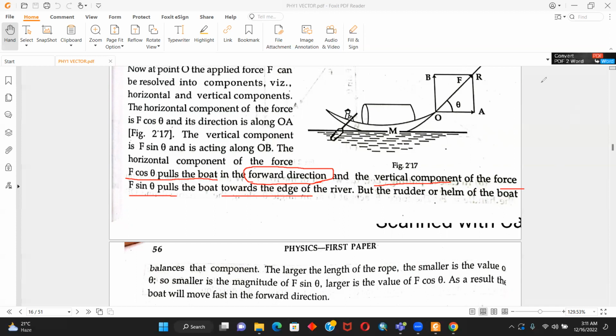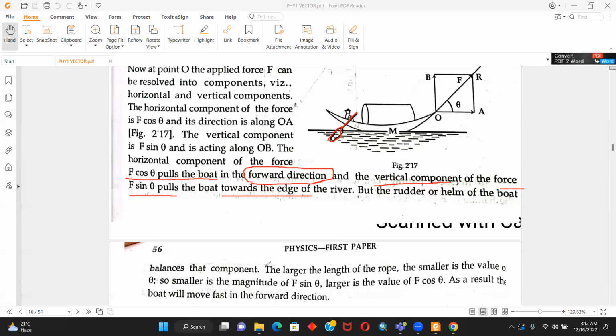All right. So now, the rudder or helm of the boat balances that component. Which component is balanced? That is the F sin theta. So F sin theta won't be much of an issue, because by this technique the boatman would do something with the rudder so that this F sin theta does not hamper our job, or the movement of the boat.